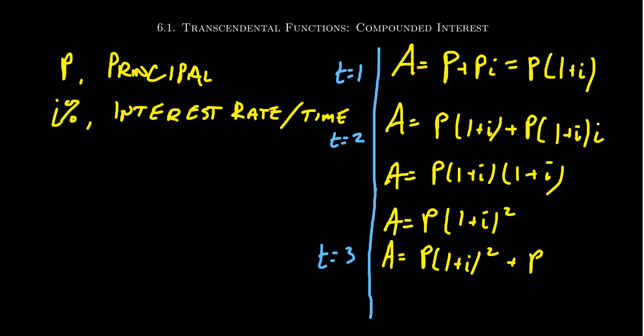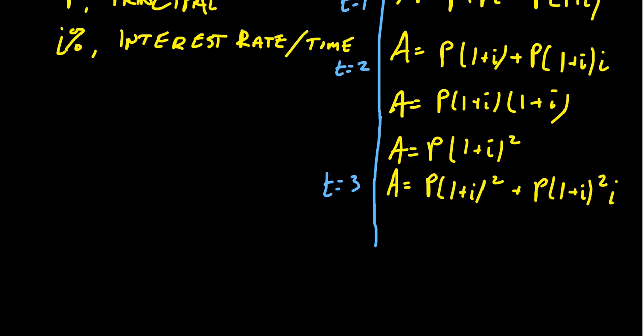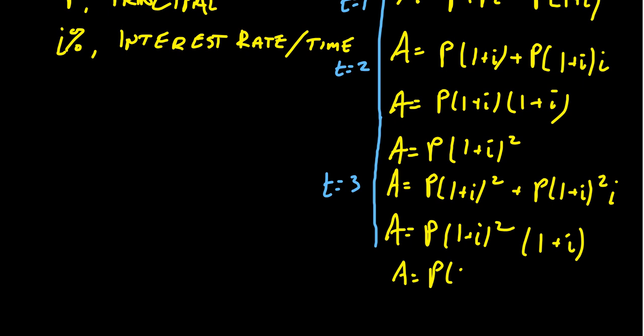So we're going to take the amount from the previous year, P times 1 plus I squared, and then we're going to multiply that by I, for which you should notice there's a common divisor of P times 1 plus I squared. When we factor that out, we end up with P times 1 plus I squared, but then the first group leaves behind a 1, the second group leaves behind an I, and when you factor that further, you get P times 1 plus I cubed. All right? And we start to see a pattern that emerges.